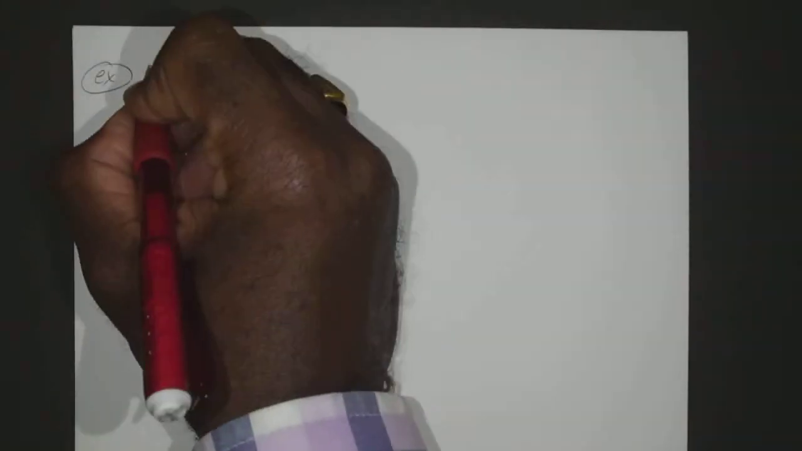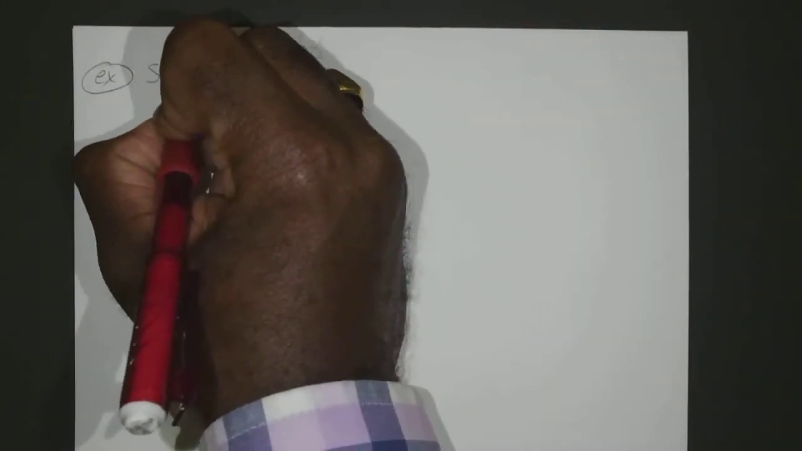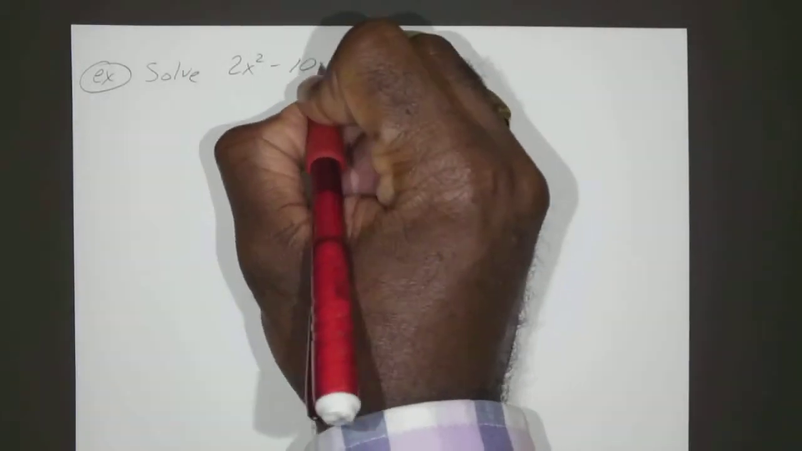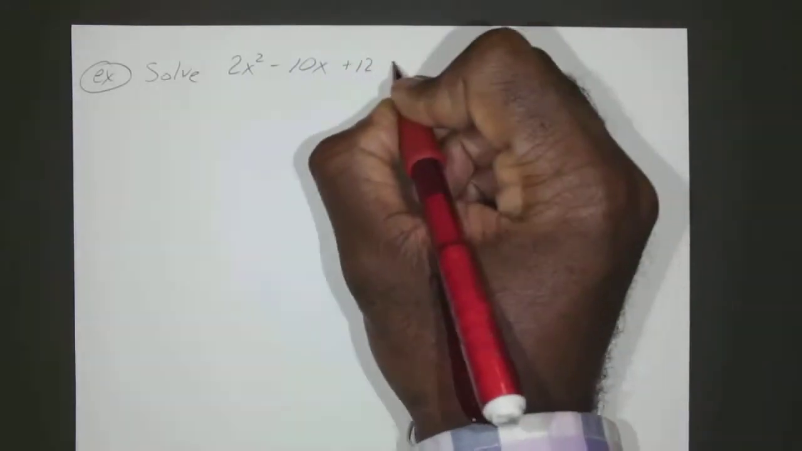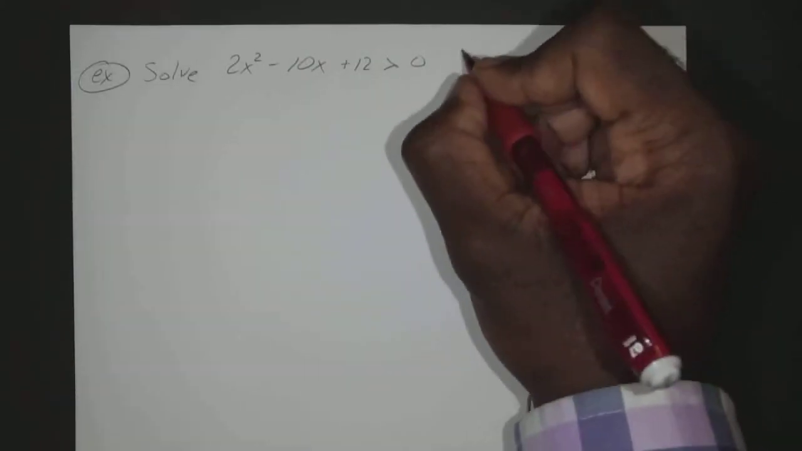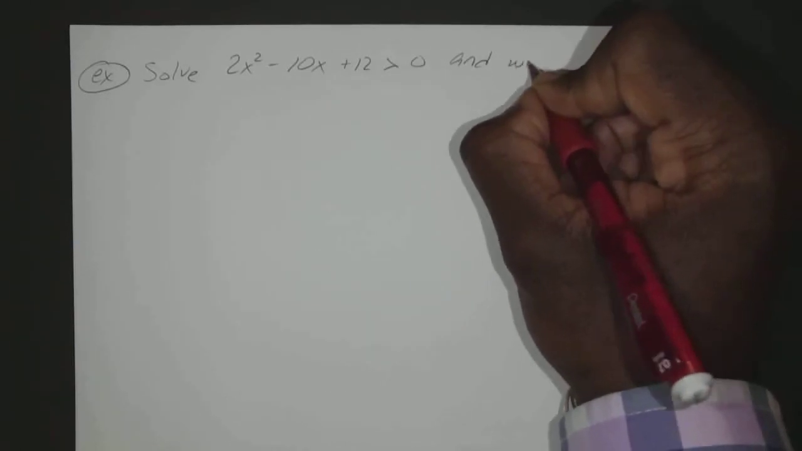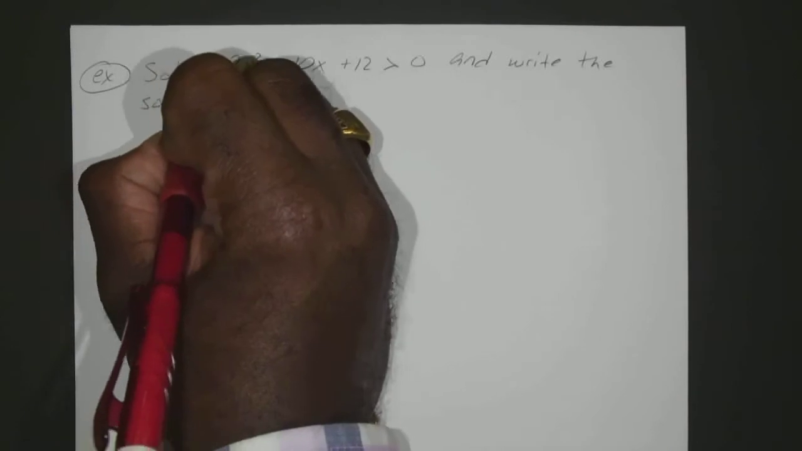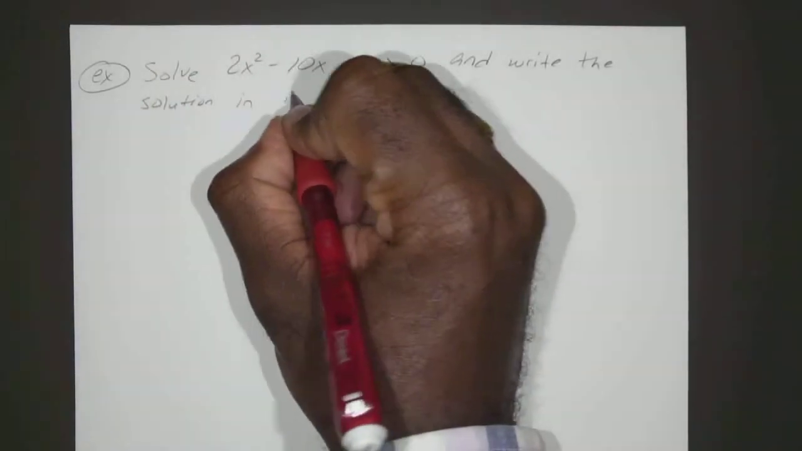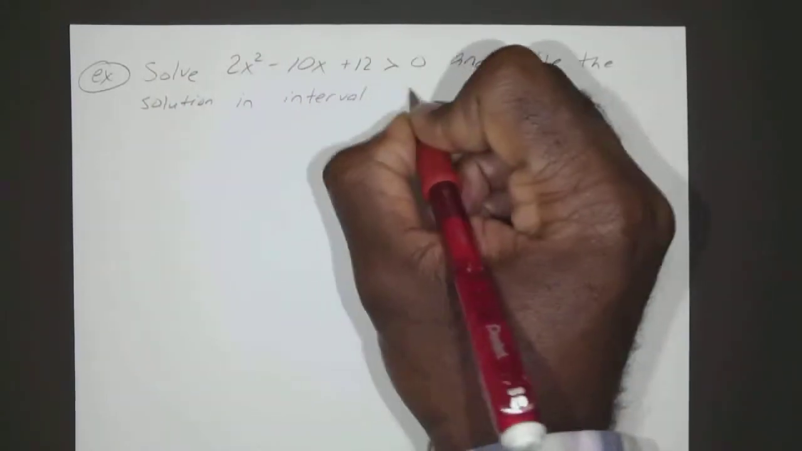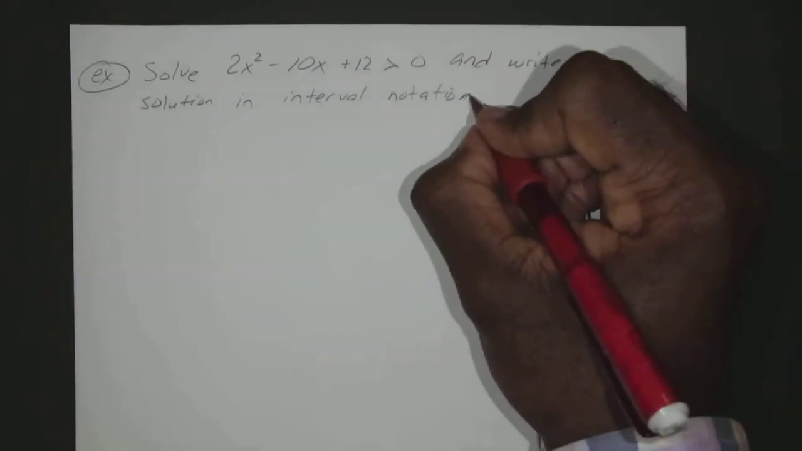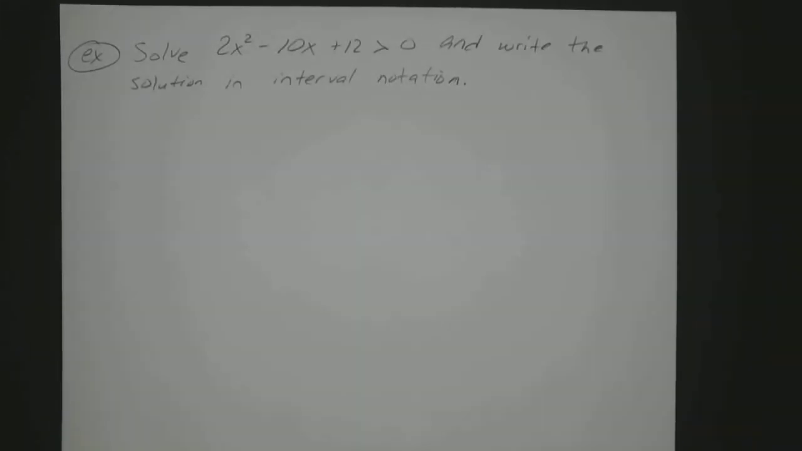So let's say, for example, you want to solve 2x squared minus 10x plus 12 is greater than 0, and write the solution in interval notation.